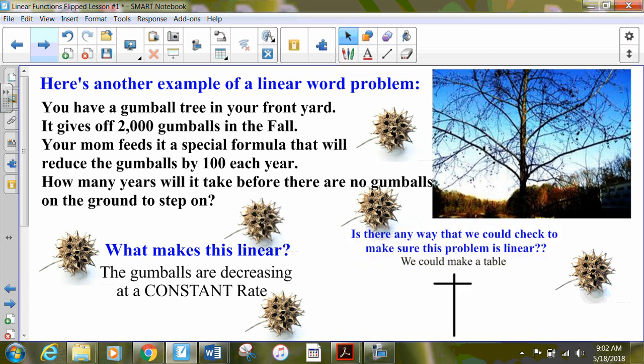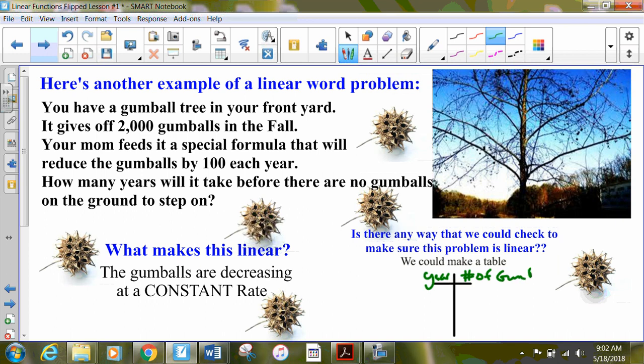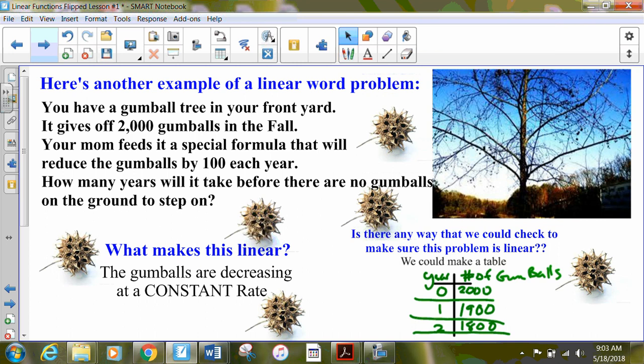To understand it more, if you wanted to, you could make a table where we would have a year and number of gumballs. In the beginning, before we even started this, oh my goodness, the tree had 2,000 gumballs. That's awful. But after a year, it's going to have 100 less, so that's 1,900. And in 2 years, it'd have another 100 less. It's going to take a while, isn't it, to get rid of these gumballs. But you could make a table and look at the table and say, oh, yeah, that's got a constant rate of change there. It's decreasing by 100.